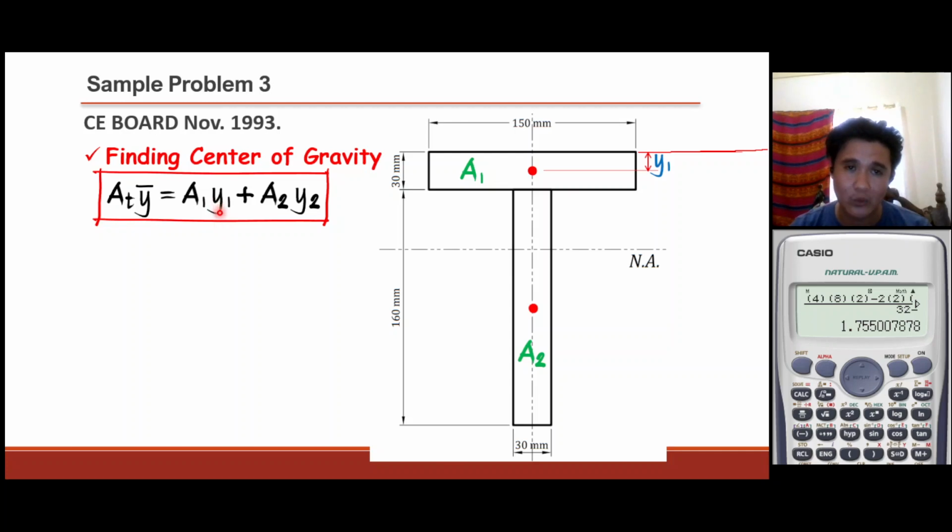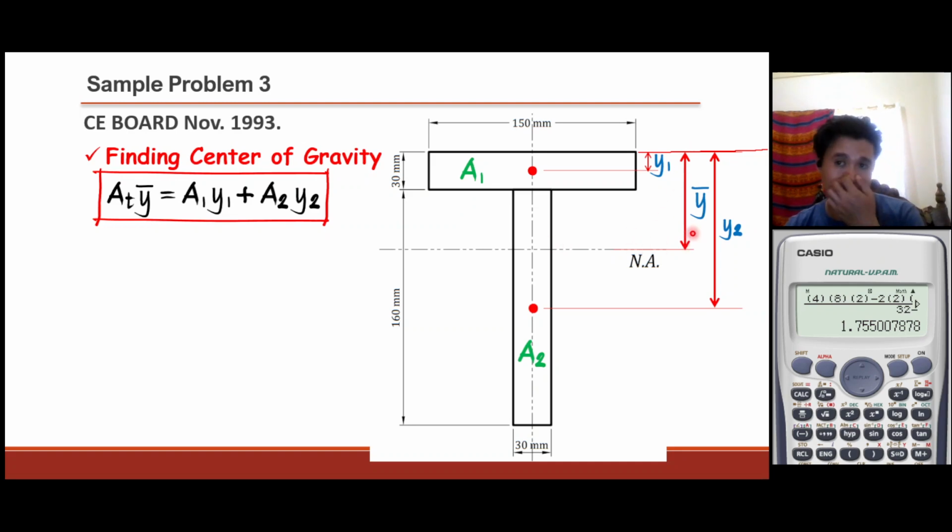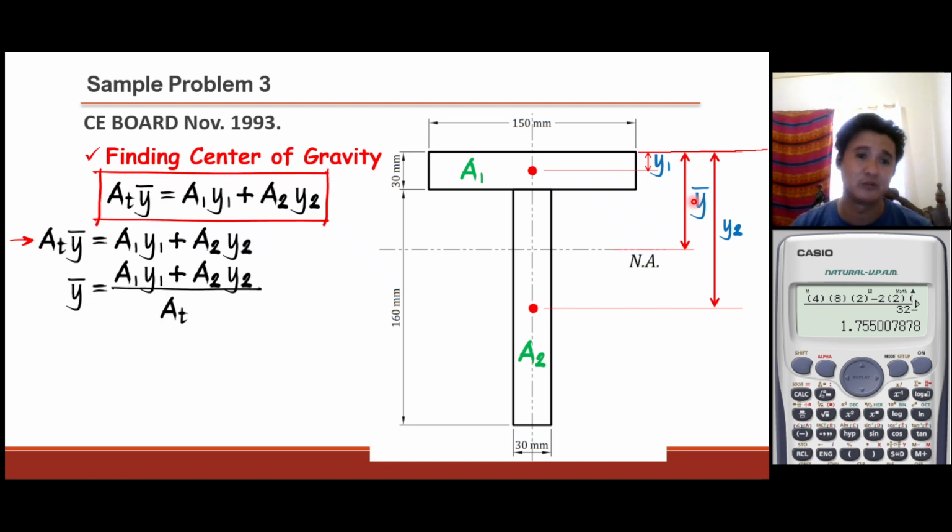So, let us determine y1, let us determine y2. So, y1, that is equal to, kalahati lang ni 30 millimeters. Tapos, si y2 natin would be this distance. Kukunin natin yung kalahati ni 160. Tapos, idadagdag natin 30 millimeters. So, that would be yung y2 natin. And syempre, yung centroid natin, o yung center of gravity ng overall beam, ay located somewhere here. That is yung y bar natin. So, solving for y bar muna tayo.